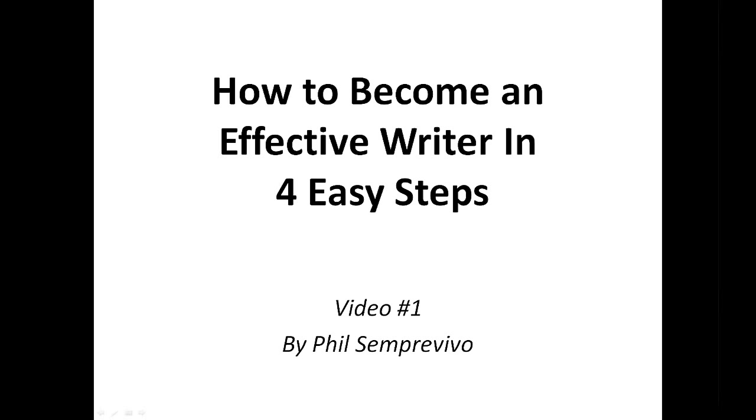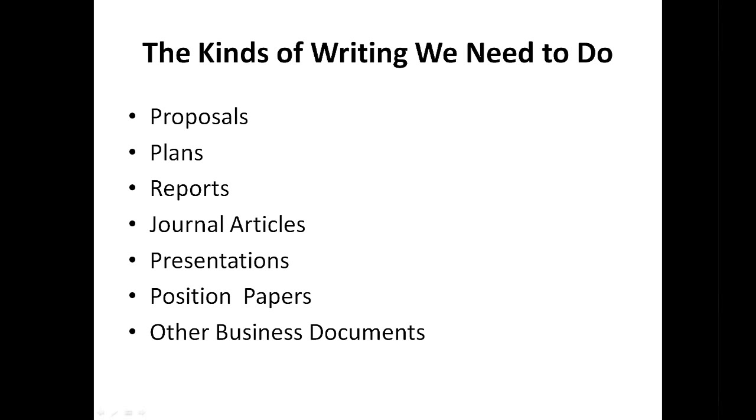Welcome to the first of 4 videos on how to become an effective writer in 4 easy steps. The approach to writing presented in this tutorial is specifically aimed at meeting the writing needs of business professionals. Here are some of the types of writing that we need to be able to do as effectively as possible, including business proposals, business plans, reports. Sometimes we are even called upon to write journal or magazine articles, presentations, or position papers.